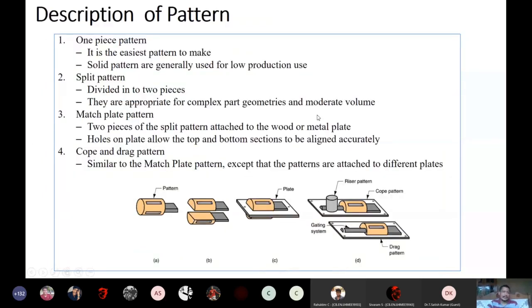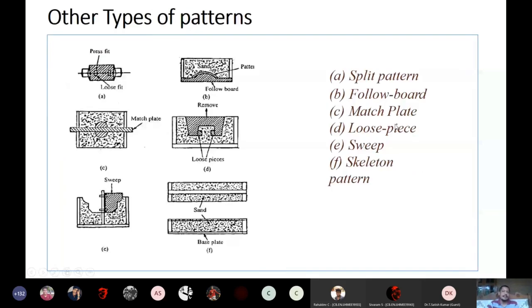So these are the functional descriptions given. I have already discussed them with you, so I'm not going to read them. These are the common patterns which you can see in the foundries. In addition to this, you will have the other types of pattern called split. We have already discussed. You will have follow board, match plate, loose piece, sweep, and skeleton pattern.